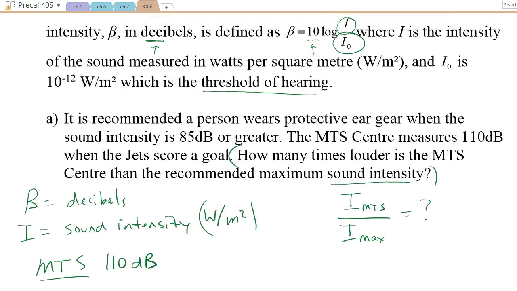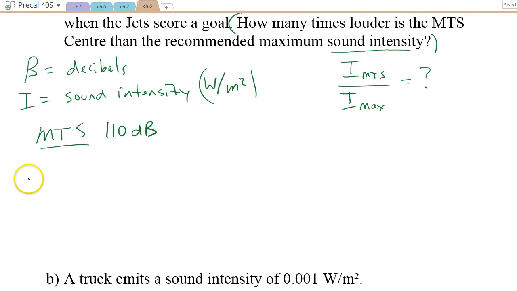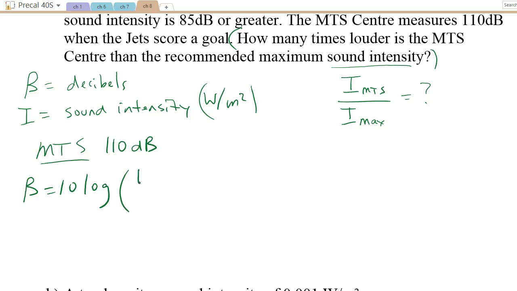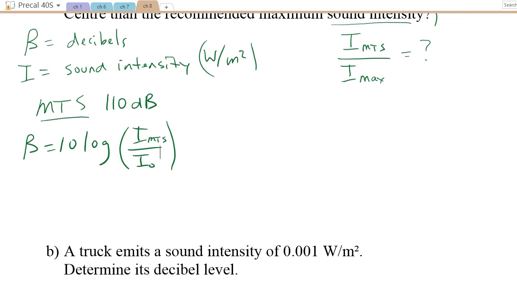So getting out our brand new formula, here it is. We have this beta symbol is equal to 10 times the log of I over I0. And again, this is the threshold of hearing, so it's very, very quiet. And we have to figure out then what this I is. If this is at the MTS, this is the sound at the MTS center. So let's solve for I MTS, and then we can do the same thing for our I max.